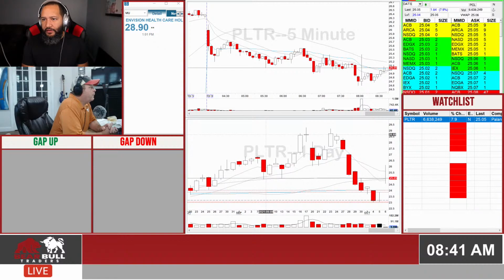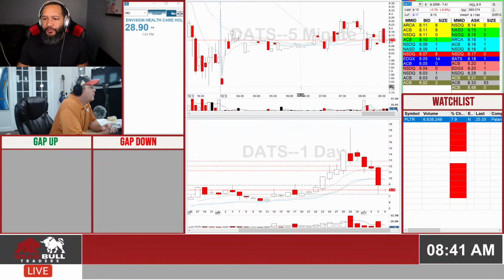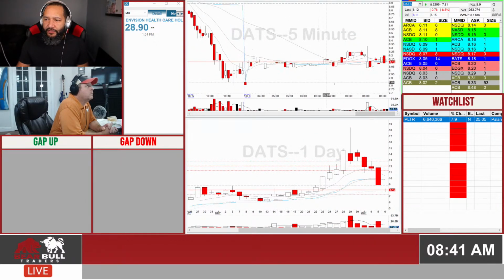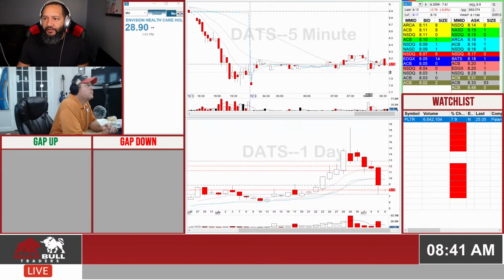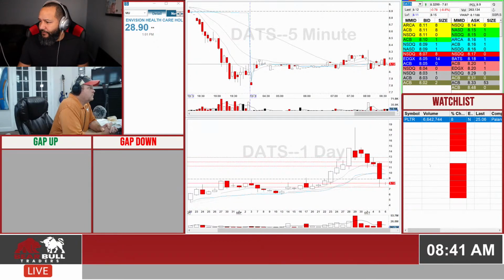Gap down, DATS leading the way, low float, 10 million. We've seen this before. It can be very active, but I don't like the volume, guys. Very low volume, 263,000 for a low float. It's not worth watching.